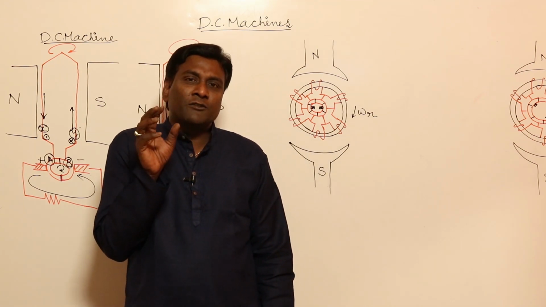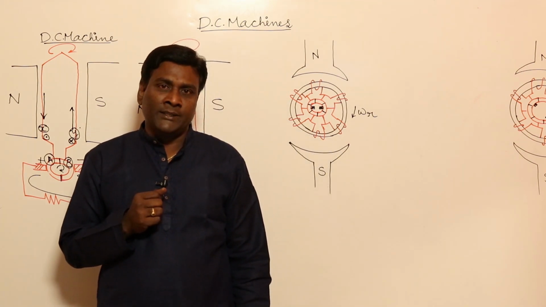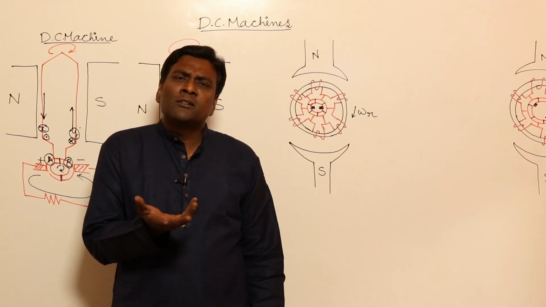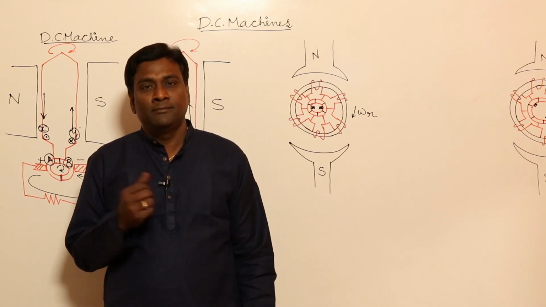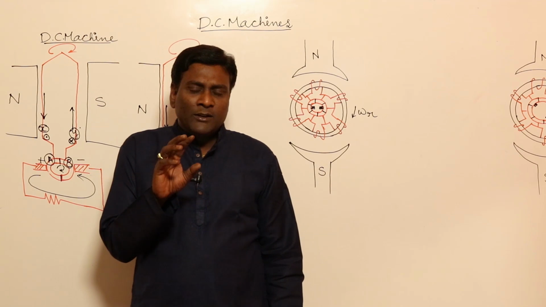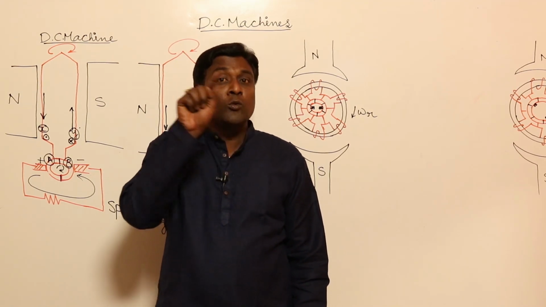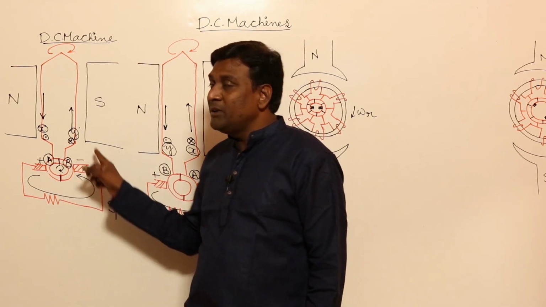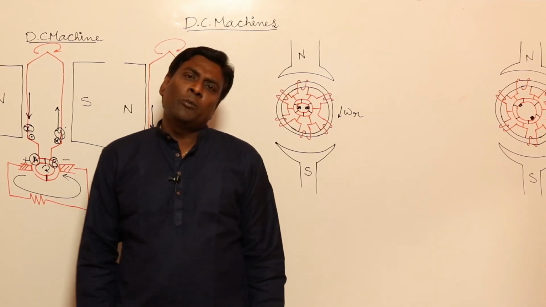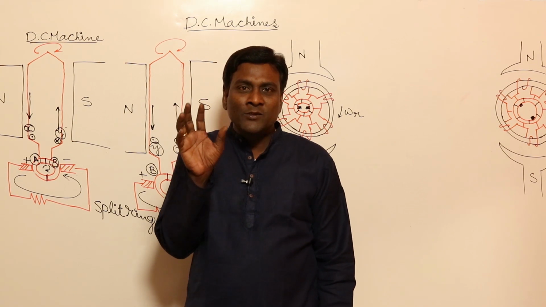Okay, so because of spark, what are the disadvantages? Let us see. What is spark? Spark is nothing but current flow through air. So because of this continuous sparking, the air around the commutator will be ionized. The moment it is ionized, the dielectric strength of the air is going to be reduced.